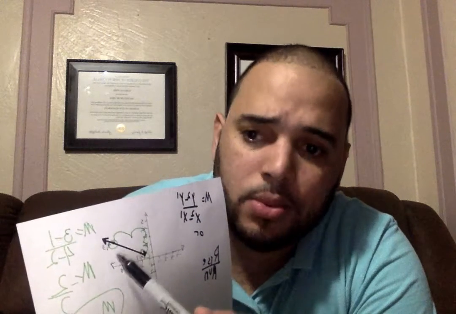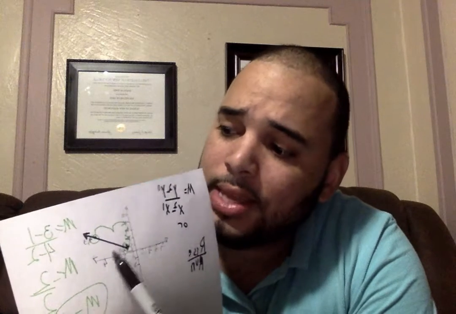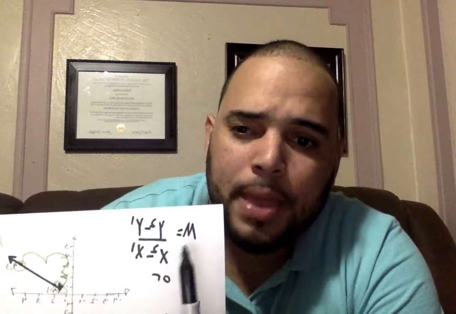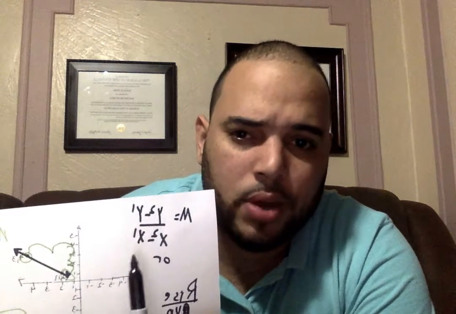So if we want to figure out the slope of this line, the slope will be 2 units up, the rise, over 2 units to the right, the run. So it's 2 over 2, which is equivalent to 1. These points have a slope of 1, right? So mathematically, the way that we solve this is we have to use the formula m equals y2 minus y1 over x2 minus x1, right?